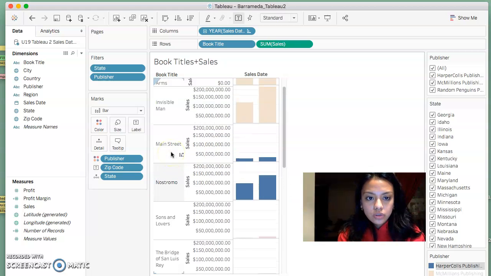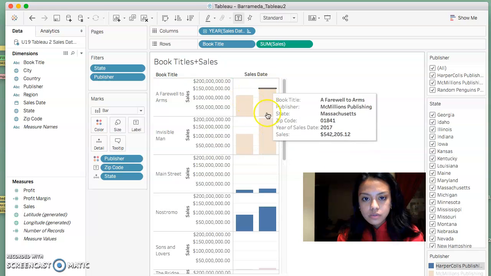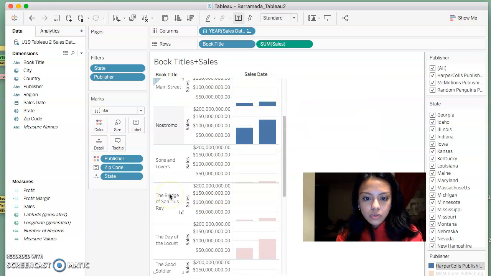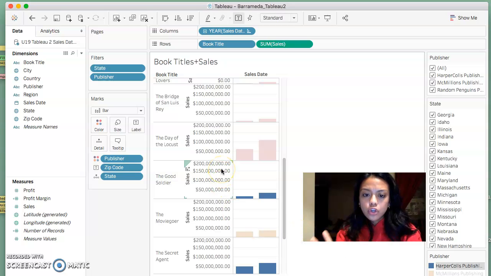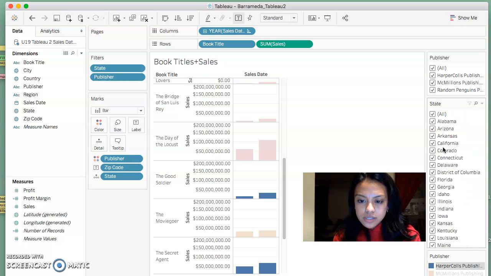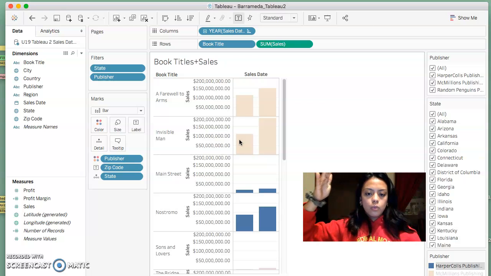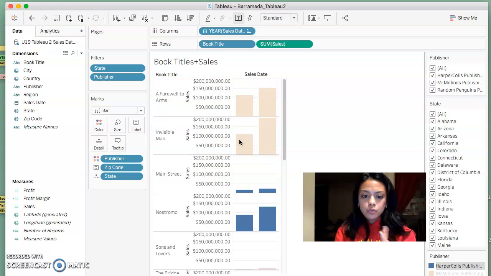Then to your left you see which book was being sold, how much it was being sold, and these were the sales. I color coded it, so depending on which publishing company also has which book title, you're also able to see which state had the highest or lowest, and you're able to filter all those out. I thought a bar graph was a great representation because you're able to see a high and low, which states are working, which books are selling, which ones aren't.